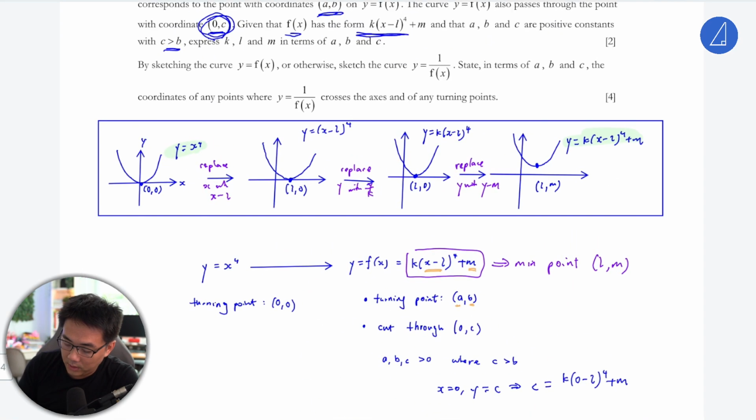I think once you understand this one, to sketch this curve, I already sketched it here. It's just a quadratic, similar to a quadratic curve. This is the graph here. Then we want to find the coordinates where it crosses the axis and any turning point. We're just going to draw this out, everything in terms of A and B.